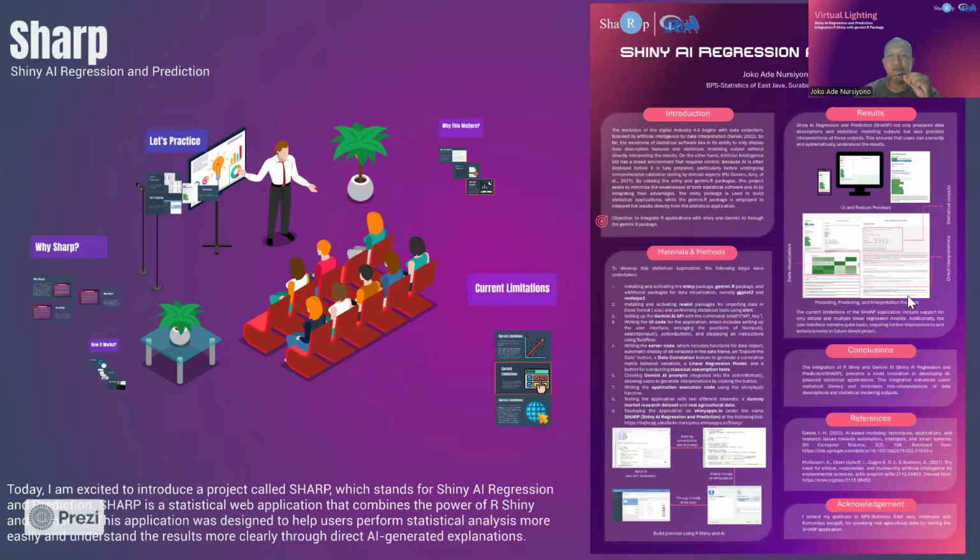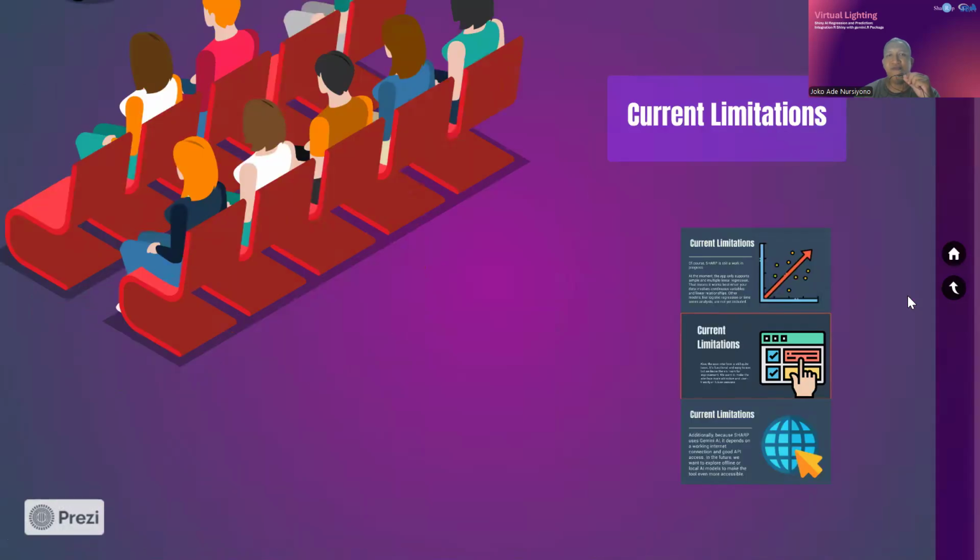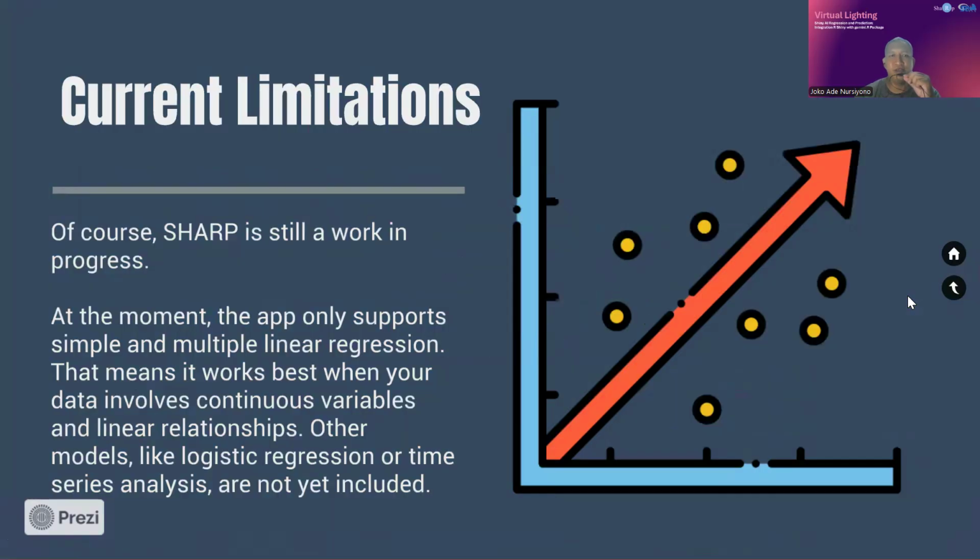But this application has some limitations. Of course, it is still a work in progress. At the moment, the app only supports simple and multiple linear regression. That means it works best when your data involves continuous variables and linear relationships. Other models, like logistic regression or factor analysis, are not yet included.